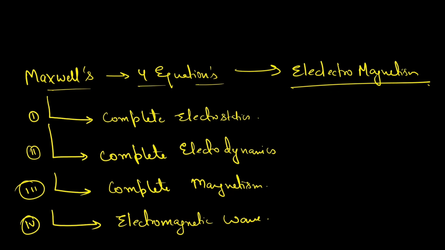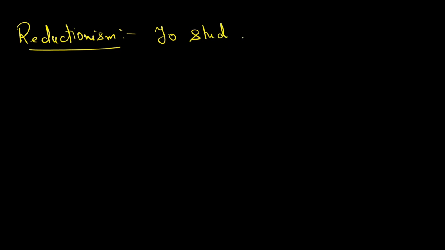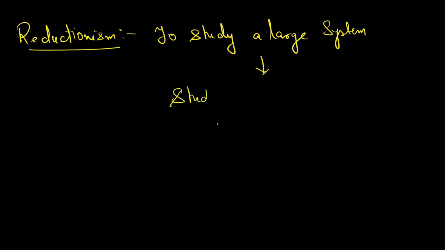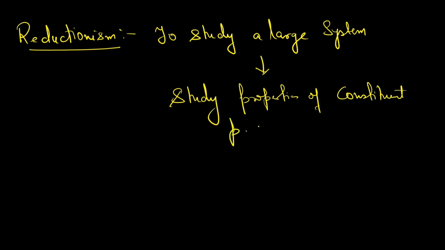Now we will start with reductionism. What is reductionism? How will we solve a bigger problem? We will break it down into smaller pieces. To study a large system, what will we do? Study the properties of constituent particles. Simple.